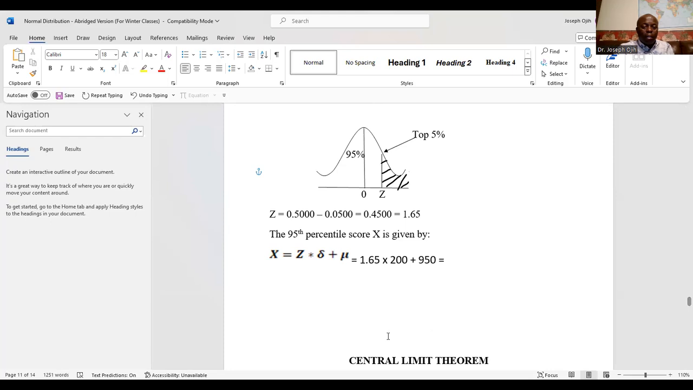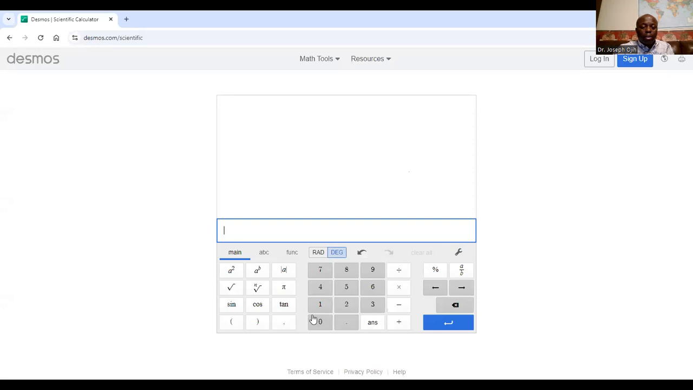We now proceed to the calculator to put this in. 1.65 times the standard deviation, plus the mean of 950, gives 1280.